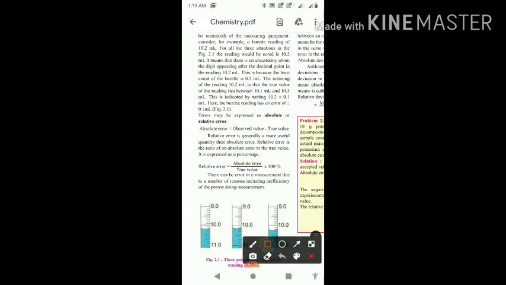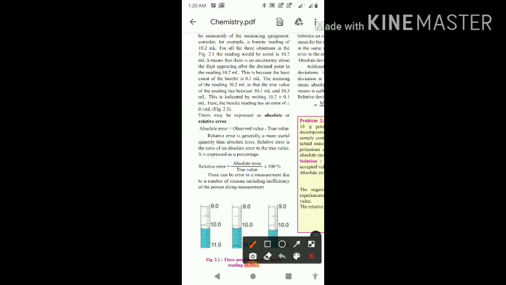This is indicated by writing it in this way: 10.2 plus minus 0.1. It means it may be 10.2 plus 0.1, that is 10.3, or it may be 10.2 minus 0.1, that is 10.1 ml. Here the burette reading has an error. We can say that the burette which we are using has an error of 0.1 ml. So this is how the error measurement is carried out.